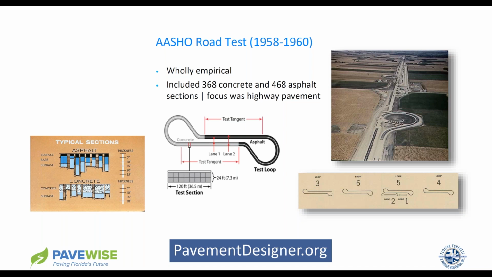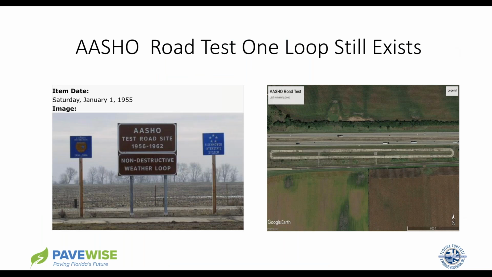And what's really interesting, there's one loop that still exists. And here's a picture taken in 1955. And on the right-hand side is a Google Earth photo that I got off of Google Earth here a few days ago to show you that that non-destructive weather loop is still there. And what that meant was no trucks ever rode on that pavement there. And all the damage that is done to that pavement is done by the weather. The interesting thing is I don't know if that's concrete or if that's asphalt. And I'm trying to get some information from the folks up there in Illinois to find out if they can tell me if it's asphalt or concrete.